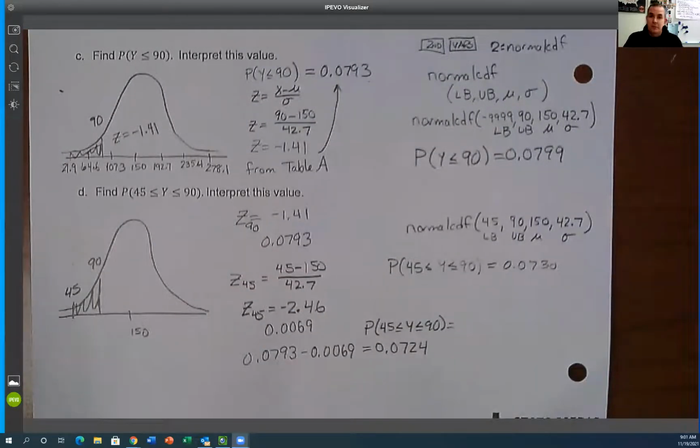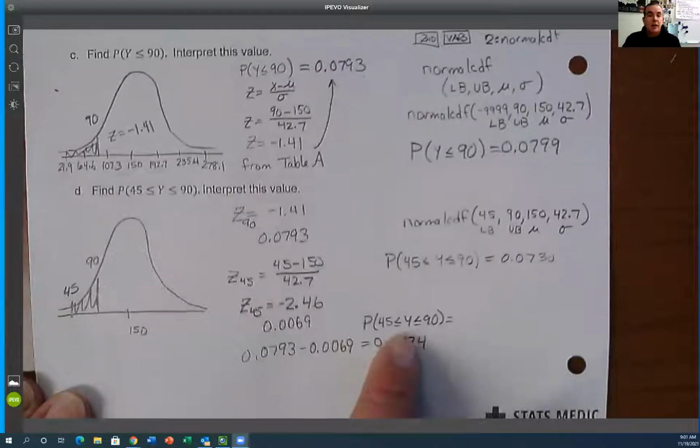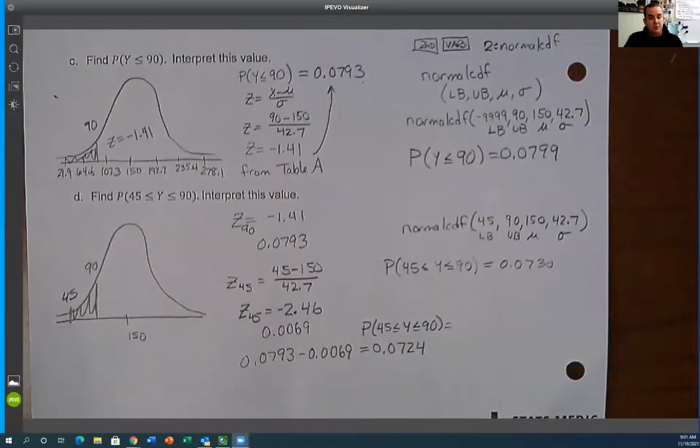So please label them. I'm telling you, if you don't label them, I'm going to be taking points off. If you don't put this kind of thing down, I'm going to be taking points off. Please, please, please do that.